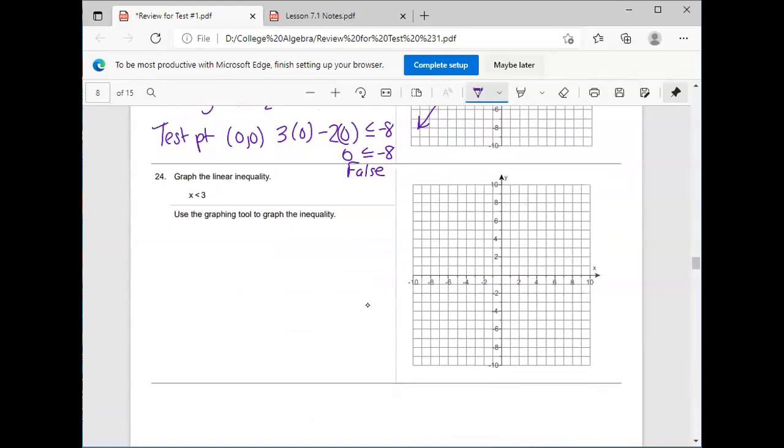Graph the linear inequality X is less than 3. So you want to go to where X is equal to 3. And you put your pencil or your pen or whatever right there. Okay, now we need to draw a line through that, but before we do that, we need to decide, is it solid or dotted? It is dotted because it doesn't have the equal to part. So when we draw our line, we want to make it a dotted line through there.